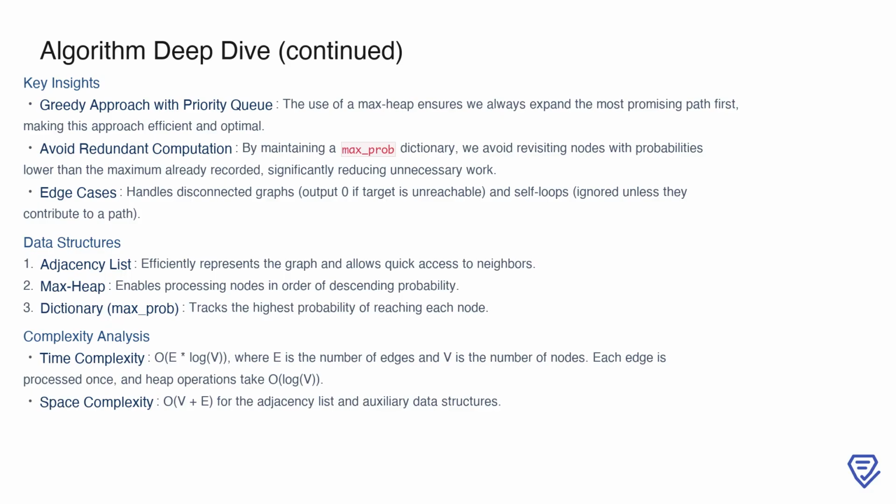The key data structures used are the adjacency list for efficient graph representation, the max heap for prioritizing paths by descending probability, and the max_prob dictionary for tracking the maximum probability of reaching each node. The algorithm's time complexity is O(E * log V), where E is the number of edges and V is the number of nodes. Each edge is processed once, and heap operations require O(log V) time. The space complexity is O(V + E), accounting for the adjacency list and auxiliary data structures, making this approach both time and space efficient.